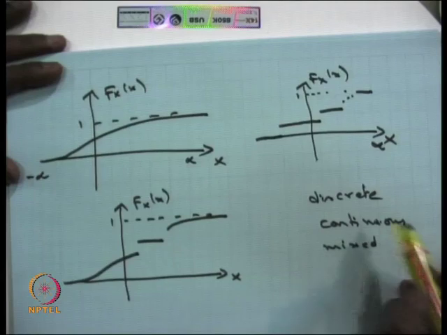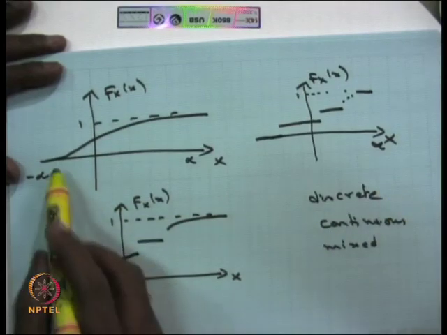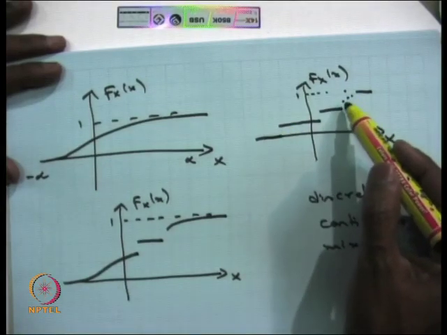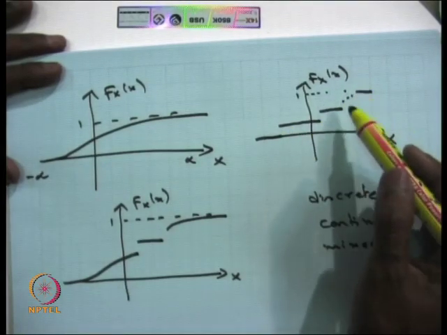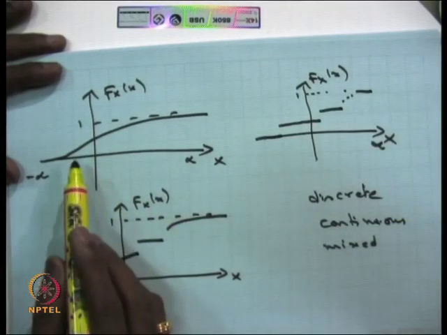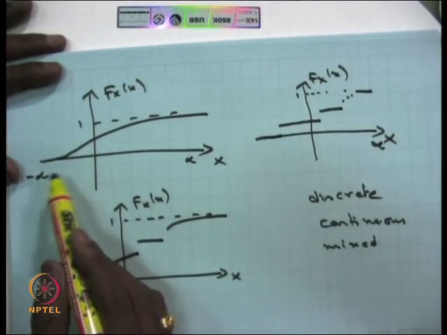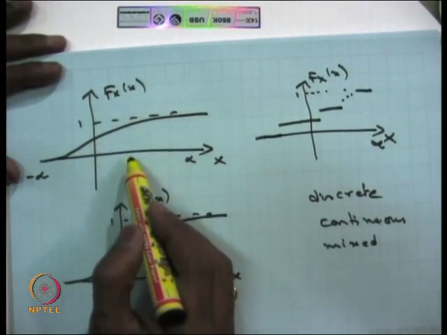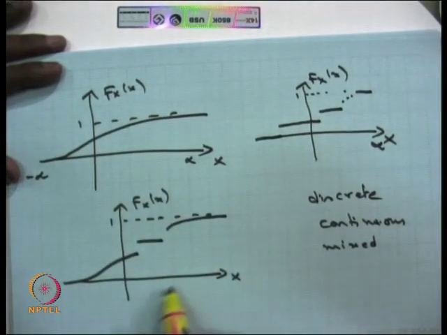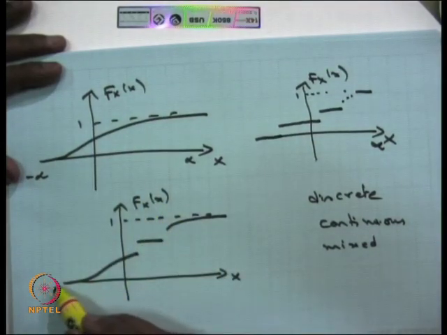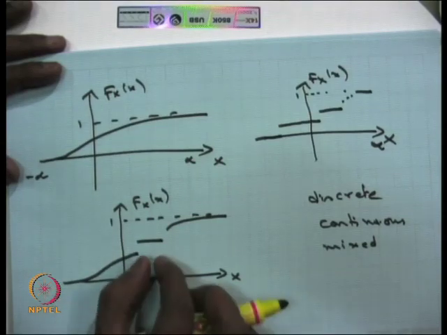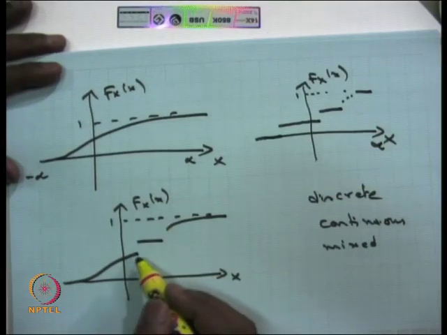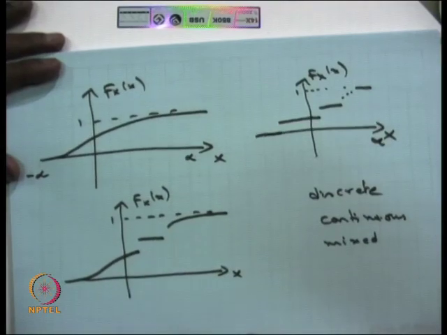The random variable is called a discrete type random variable if the CDF has countably finite or countably infinite jumps. If the CDF of a random variable is a continuous function from minus infinity to infinity, then that random variable is called a continuous random variable. If a random variable's CDF is continuous over some interval and has countably finite or countably infinite jumps in some other interval, then that random variable is called a mixed type random variable.